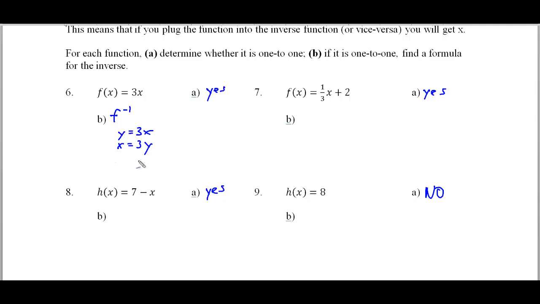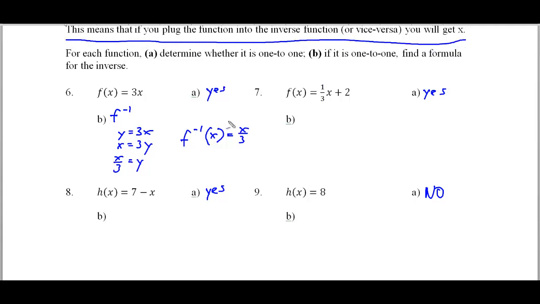Divide both sides by 3. y is equal to x over 3. So my inverse function for this function is going to be x over 3. So my original function is 3x, my inverse function is x over 3, and if I plugged one into the other, I would get a value of x, because the inverse of multiplication by 3 is division by 3. This means if you can plug the function into the inverse function or vice versa, you'll get x. That's where this is coming into play. Definitely going to be spending a lot more time on that in class than I will be on this video.